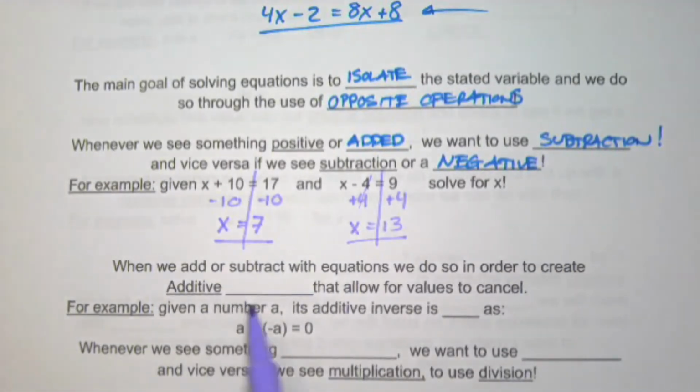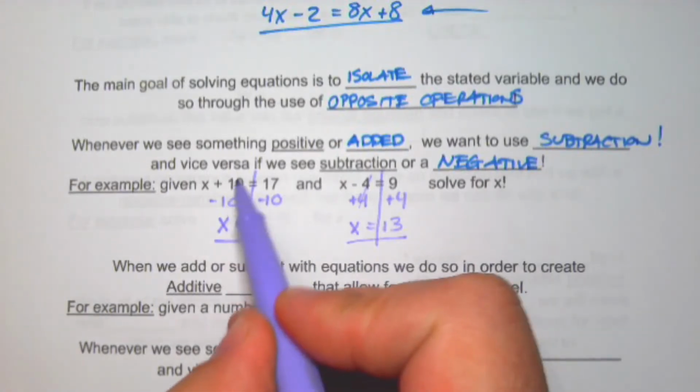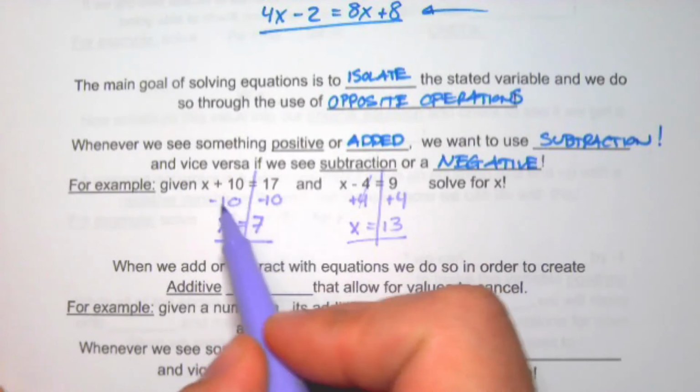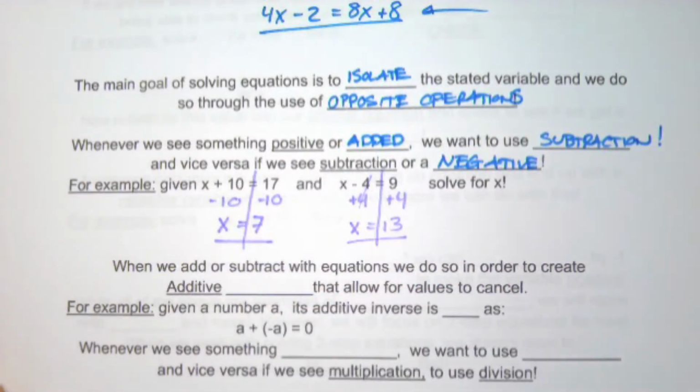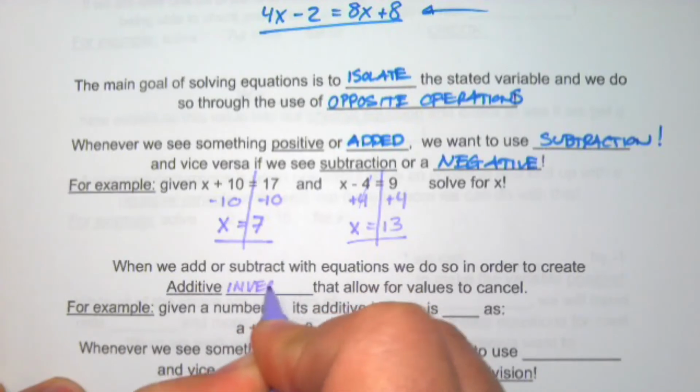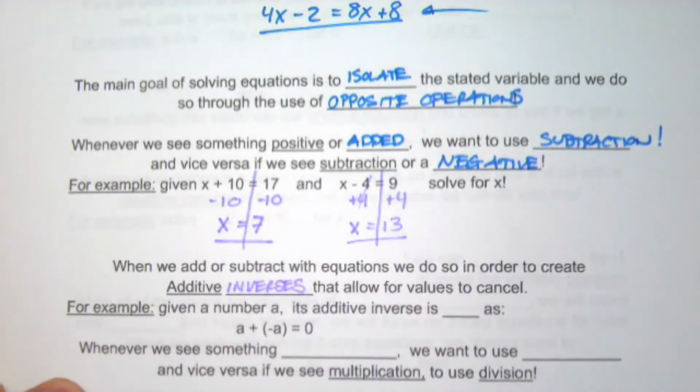So when we add or subtract with equations, we do so to get these numbers to cancel out, right? We want that positive 10 to cancel with the negative 10. And we call those additive inverses. Just some terminology for when we get into Algebra 1.